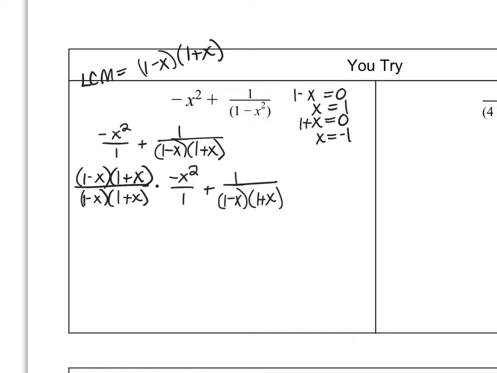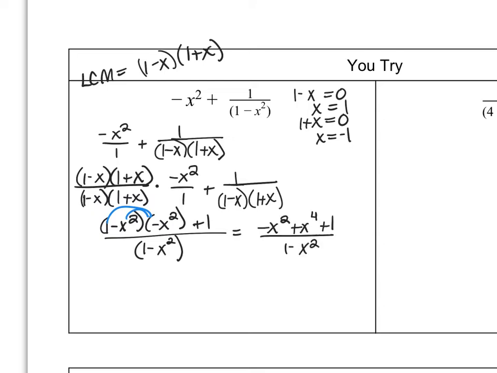So factoring was helpful to find my excluded values and to find my common denominator, but now I'm going to just simplify by multiplying back across again. And then I can simplify even further by distributing in my numerator. And this looks like a pretty done answer, but I could actually go a little bit further.